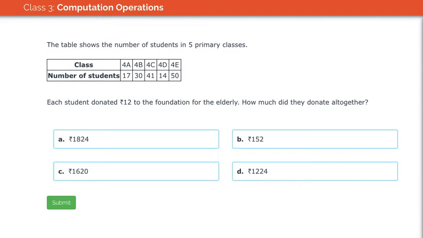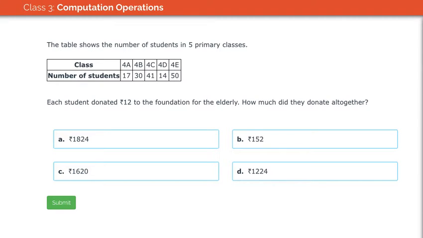So we have to multiply 152 into 12. So 2 into 2 is equal to 4. 5 into 2 is equal to 10. 0 will stay. 1 will be carried over. 1 into 2, 2. 2 plus 1, 3.